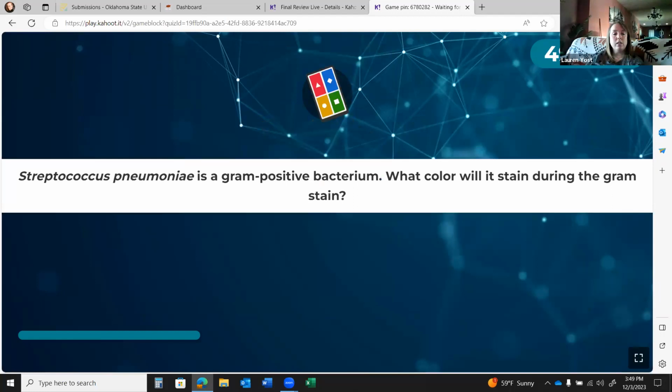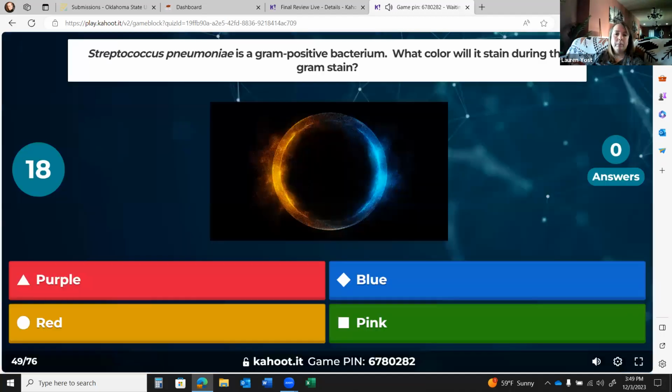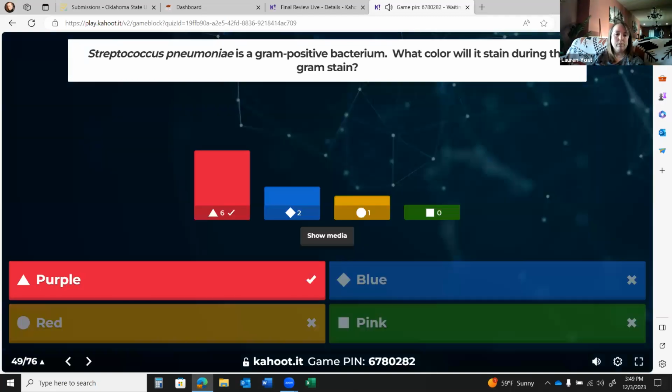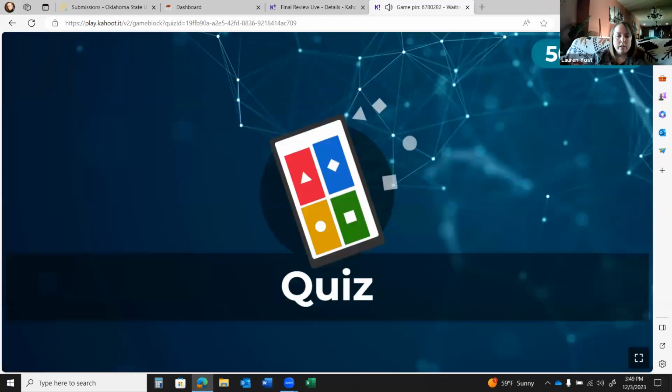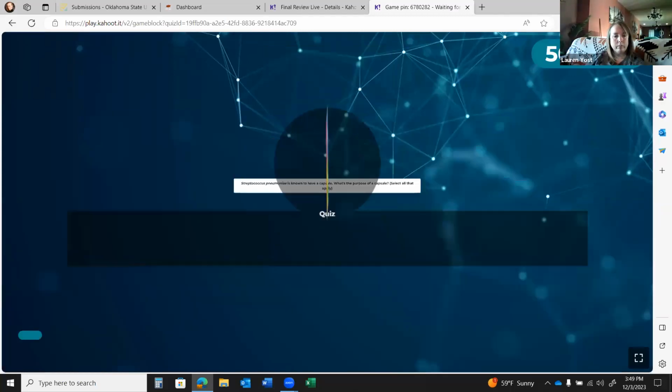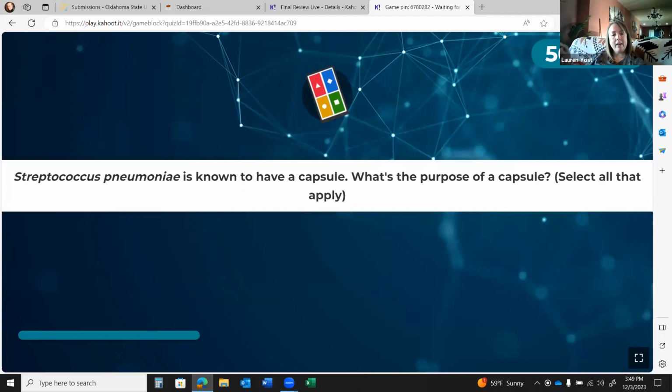Okay, Streptococcus pneumoniae is a gram-positive bacterium. So what color is it going to stain? Yeah, positive purple. Good job. The crystal violet stays stuck in there, right? Even after the alcohol decolorizer. So strep pneumoniae is known to have a capsule. What is the purpose of a capsule? Select all that apply.